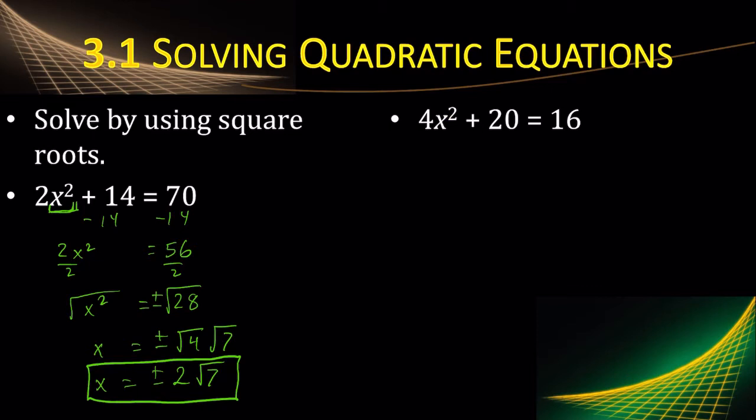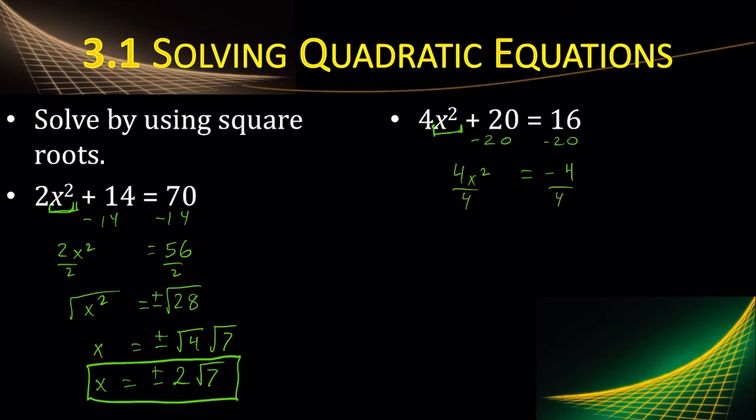Here's another one. Again, this is just x squared. When it's just x squared, you can just move things away from it. The x only appears once. Just get the x by itself. The furthest thing away is the 20, so we'll get rid of the 20. So I subtract the 20, get 4x squared equals negative 4.